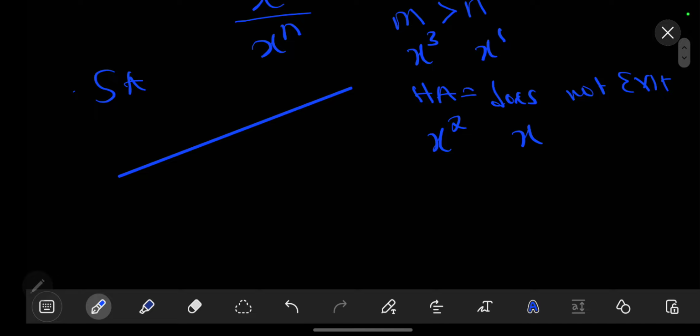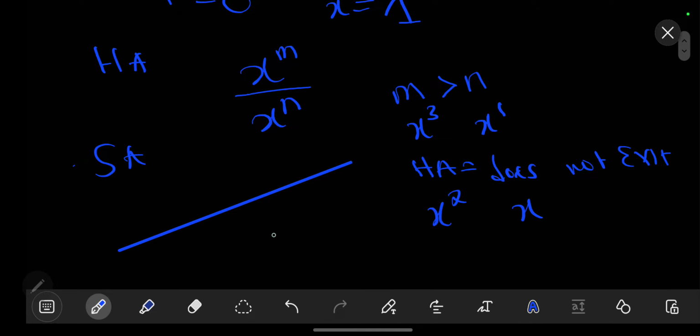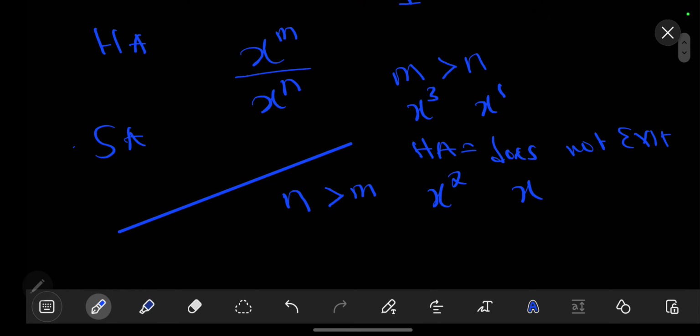Now, as you have seen, n is the power on the denominator. If n is greater than m, in this situation, the horizontal asymptote is equal to 0, like that. So now let us solve questions with the knowledge that we have acquired.